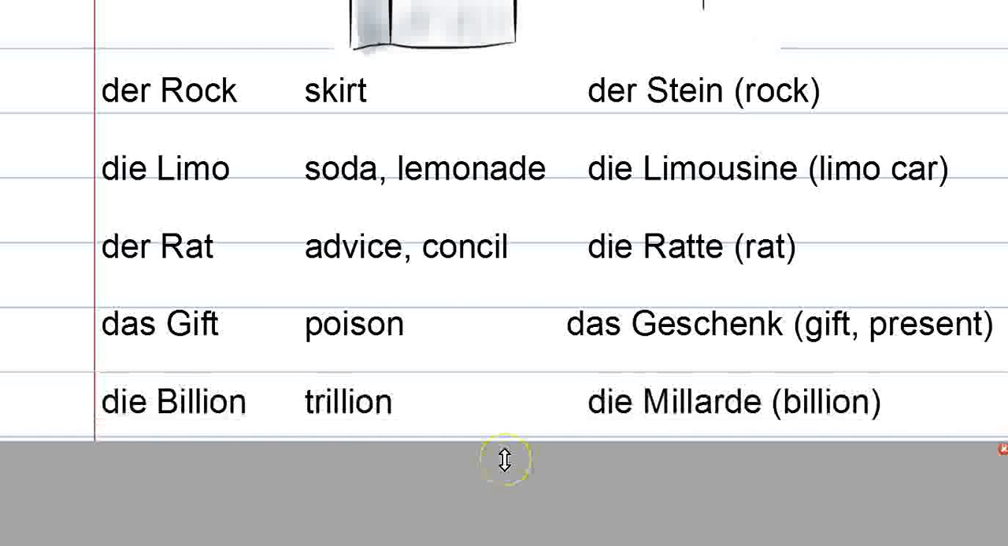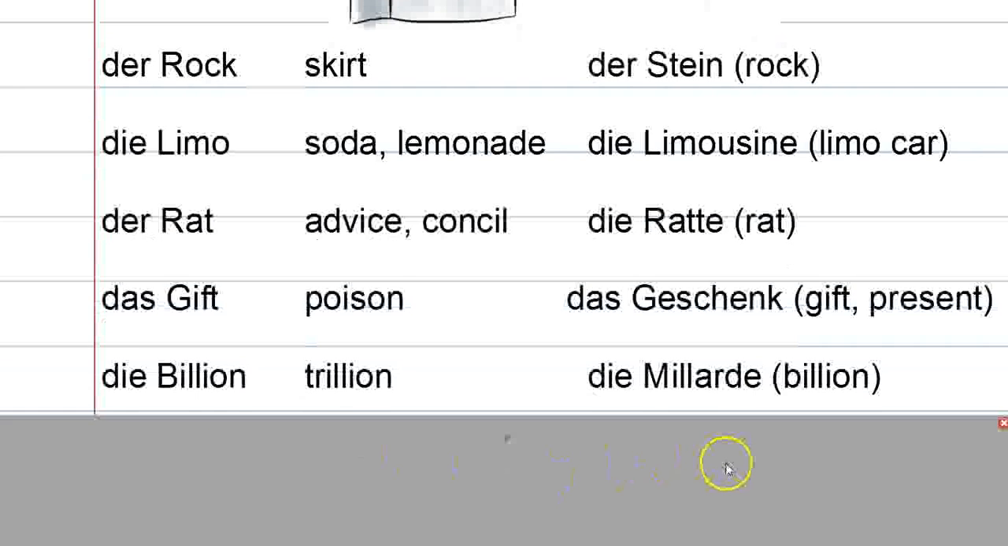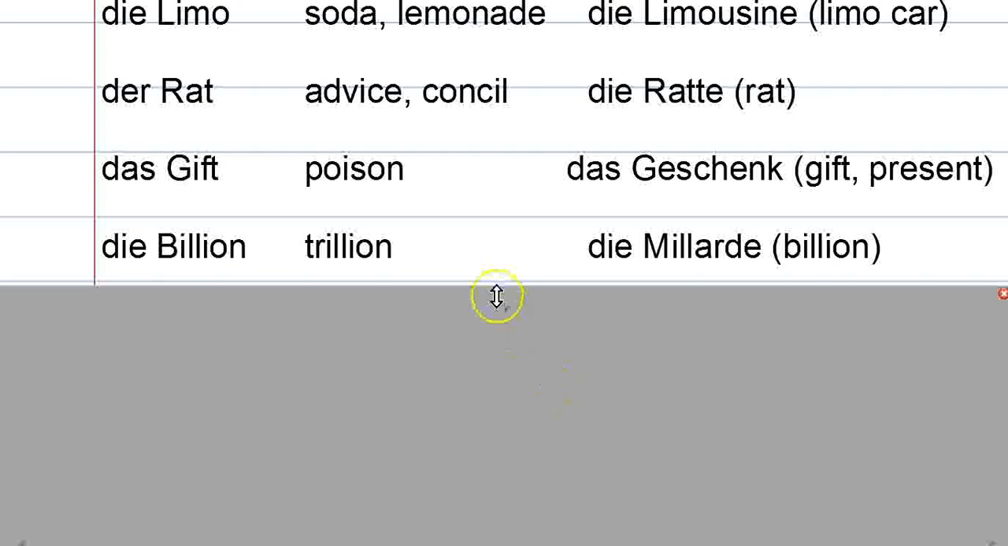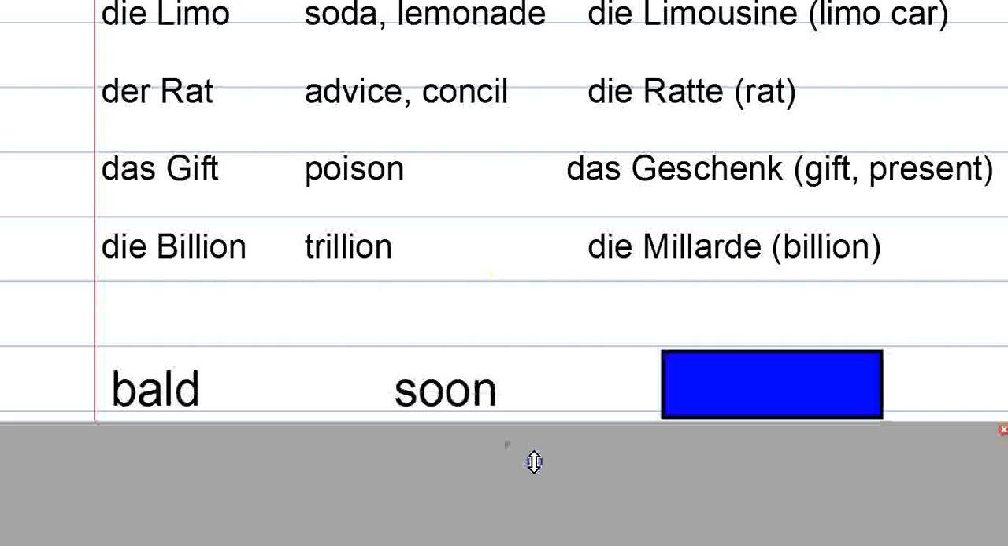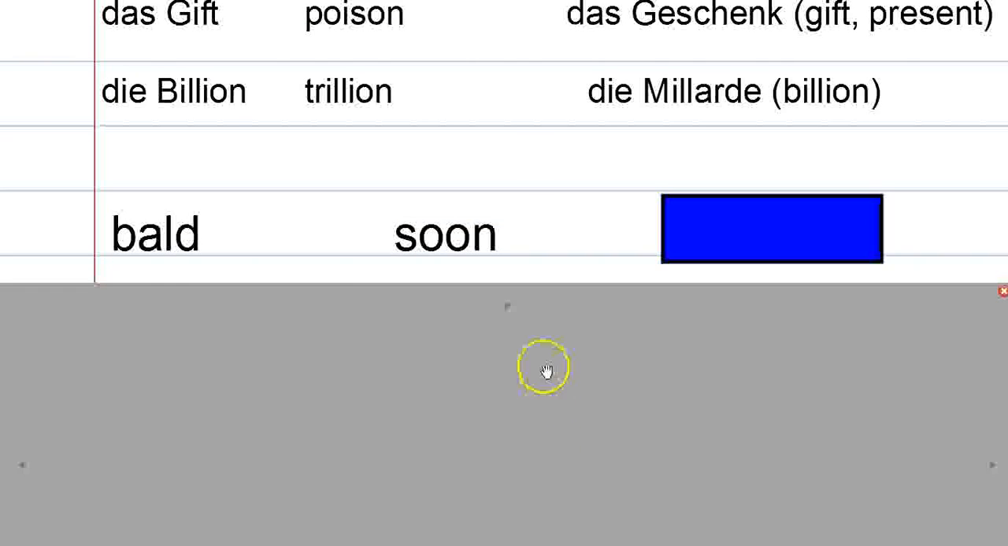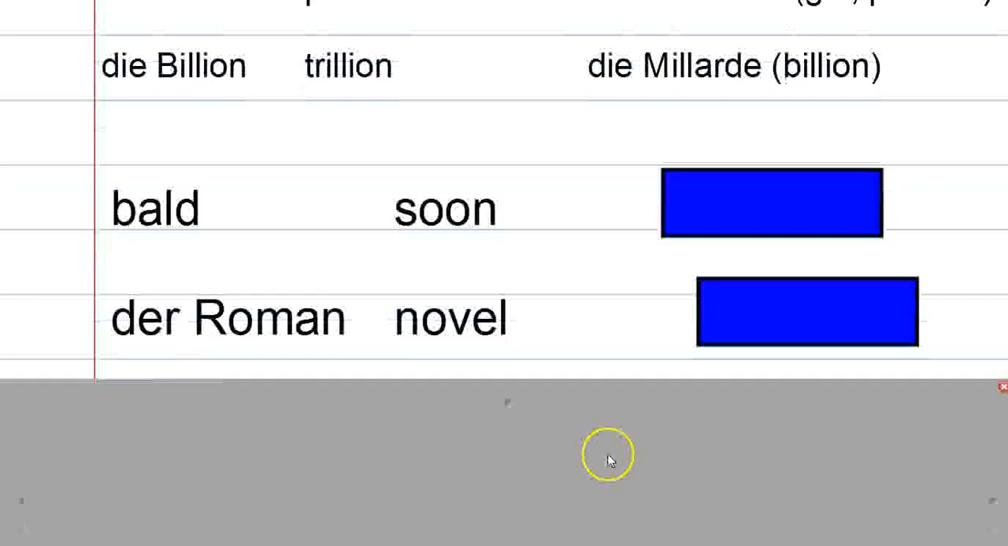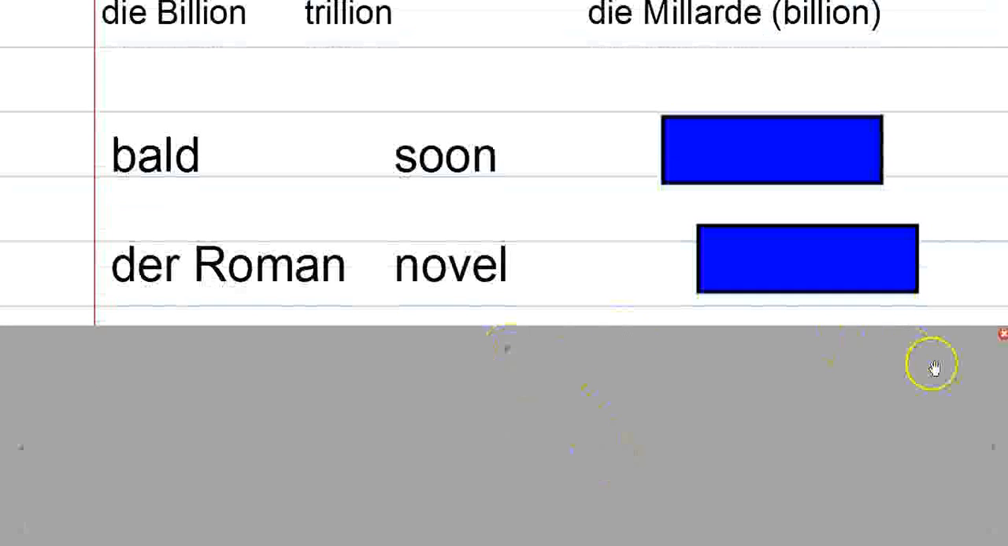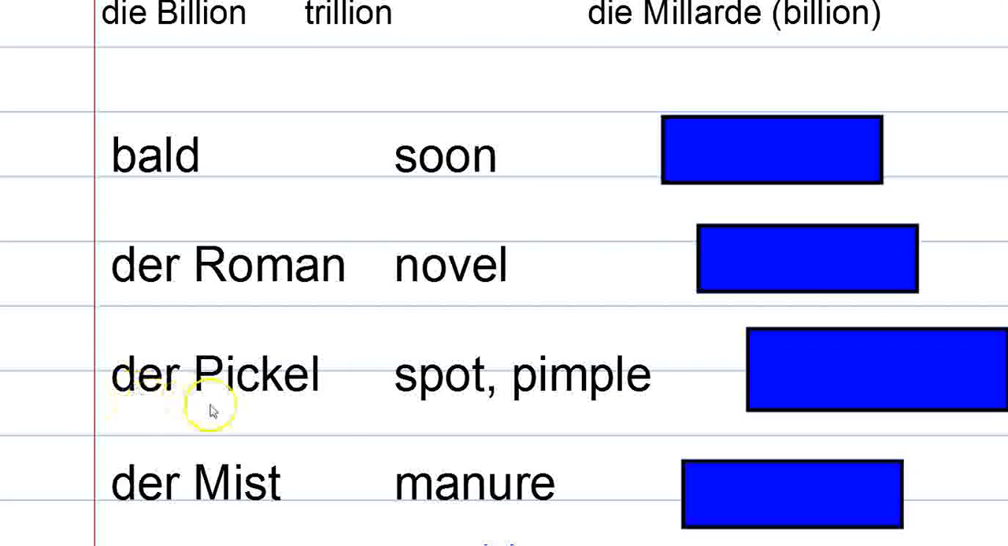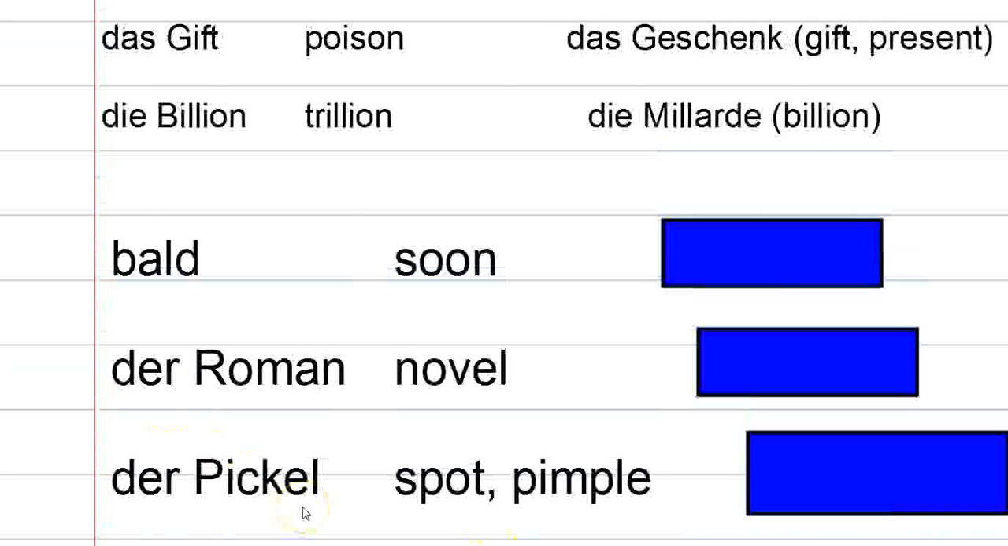Die Billion. So billion is trillion in German. Milliarde is the actual word for billion. So that's a little confusing when you deal with numbers. Bald is not bald, it means soon. Der Roman is not a Roman, but a novel. Der Pickel is not a pickle, but a spot or a pimple. And then this one, Mist, is manure, not mist, like you would think.